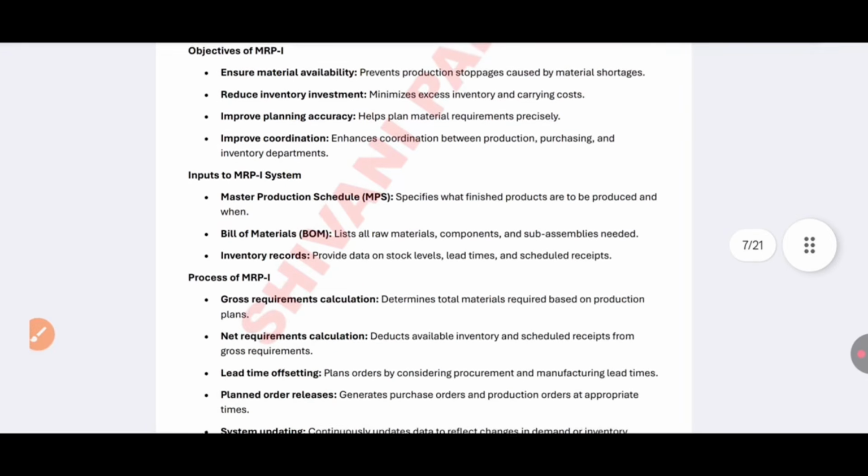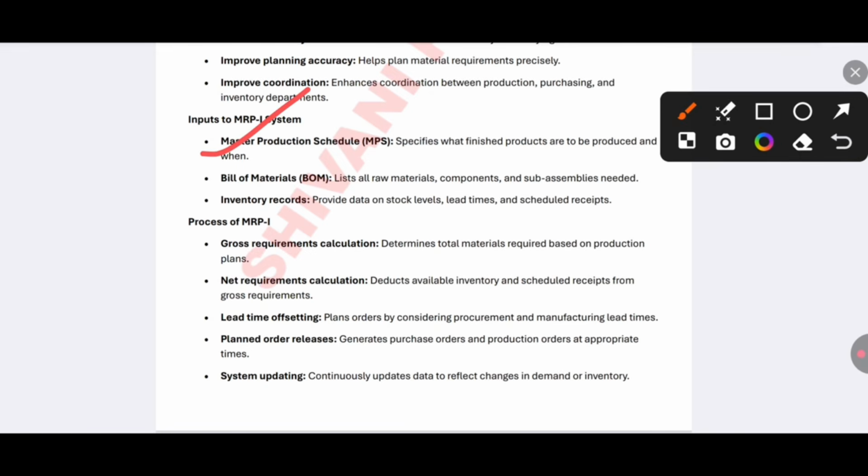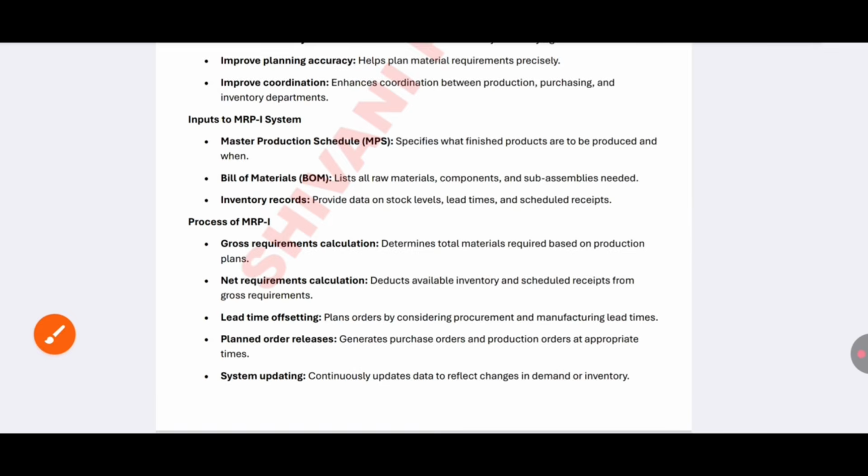Then what are the inputs of this? First one, we have the MPS, that is the Master Production Schedule. That means whatever finished goods are to be produced, and when they are to be produced, it is able to understand. Next one, BOM, that is Bill of Materials, meaning whatever raw materials and components are there, it will list out all the things. Next one, inventory records, meaning stock levels: how much stock is coming, how much is going, how much is in balance, the lead times, how much is scheduled. These are the inputs of the MRP system.